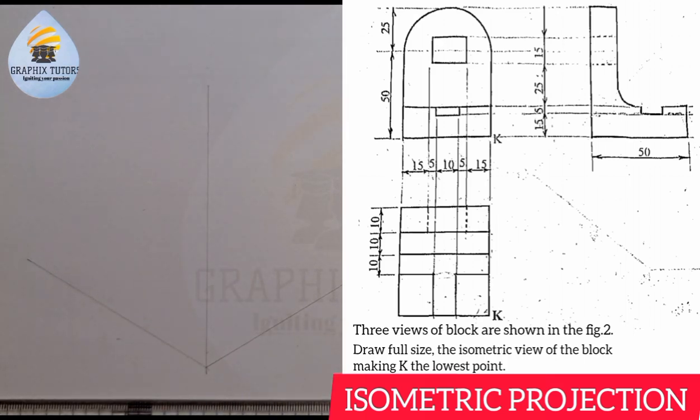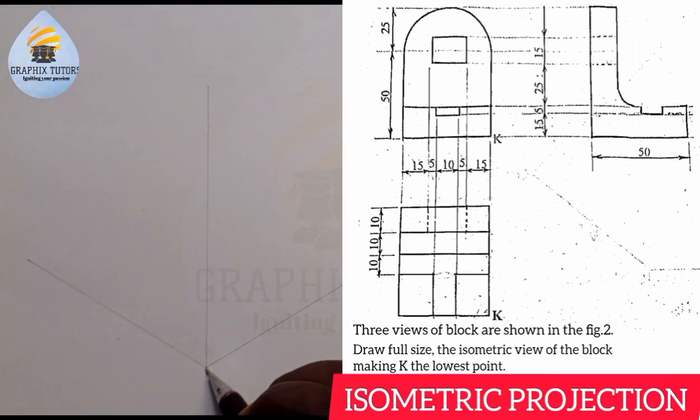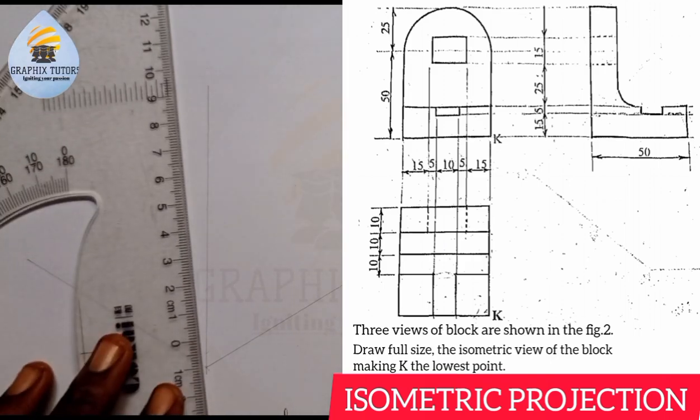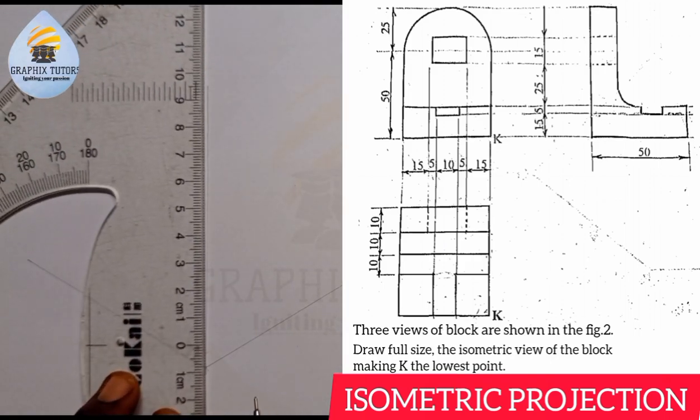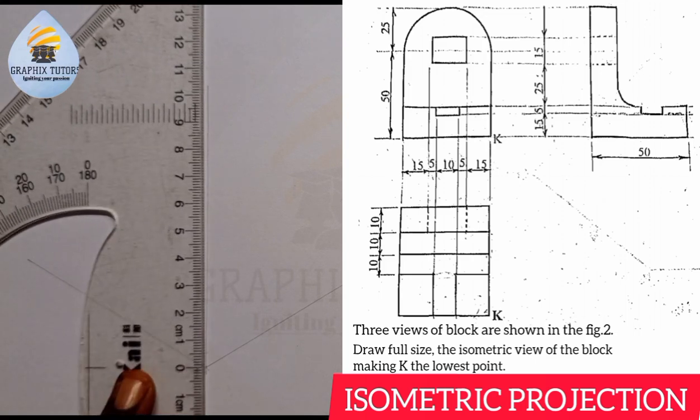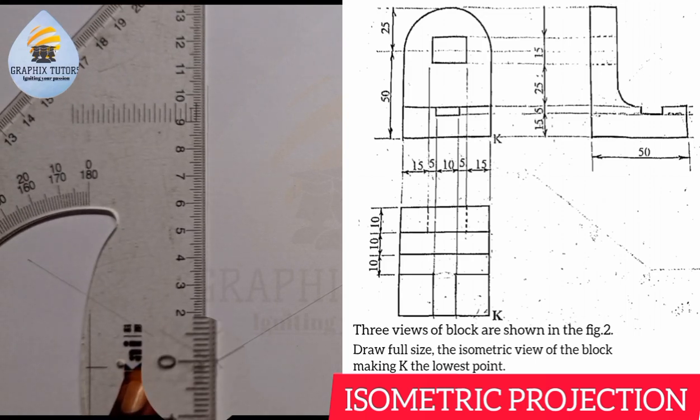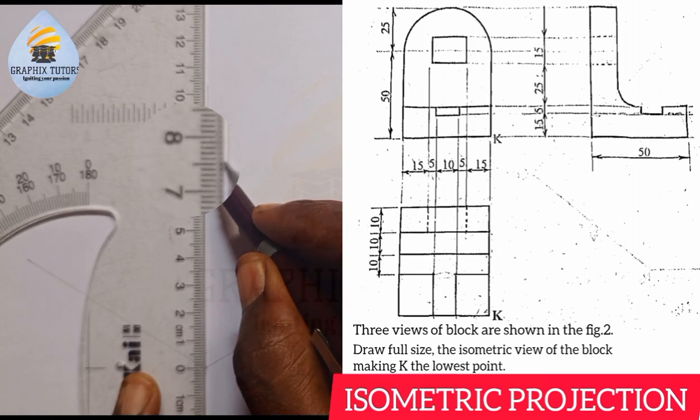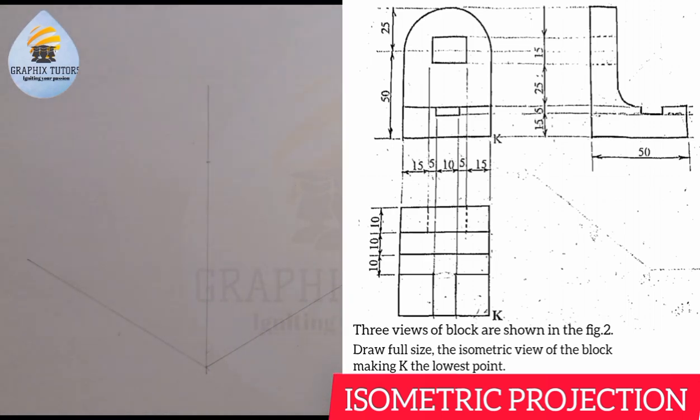If you look closely, you look for the entire height. You get that from the front elevation. This is the front elevation, right? And that's given to be 50 and 25, which will give us 75. So I'm going to measure 75 from the reference point here. This will be our reference point. So I'll measure 75 from 0 here. Hope you can see that.